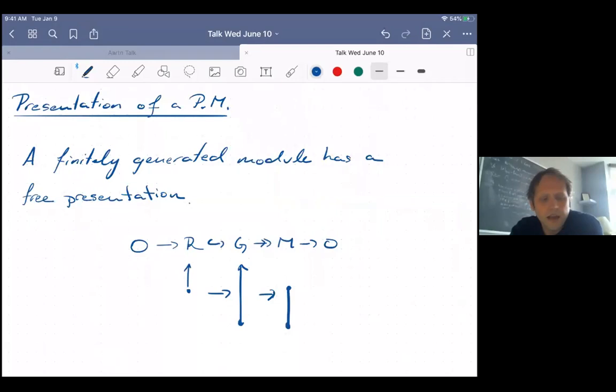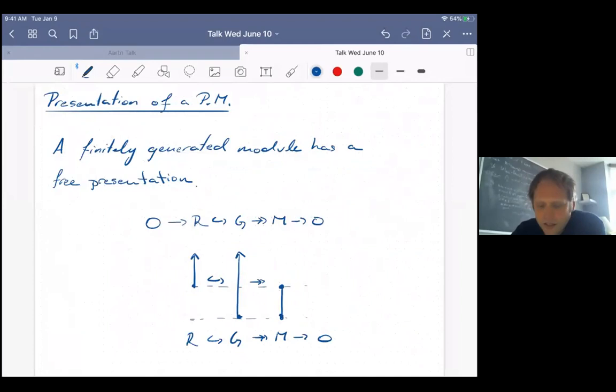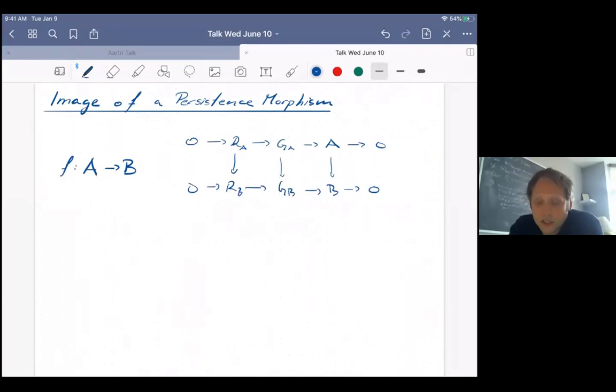And yeah, we were specifically already talking about this and how one does this computationally. So this is kind of a rehash of that. Okay, yeah, so we have our module and we see that it's essentially just a cokernel. Okay, so now how do we do images in terms of this? How do we understand the image of a persistence morphism in terms of this, right?